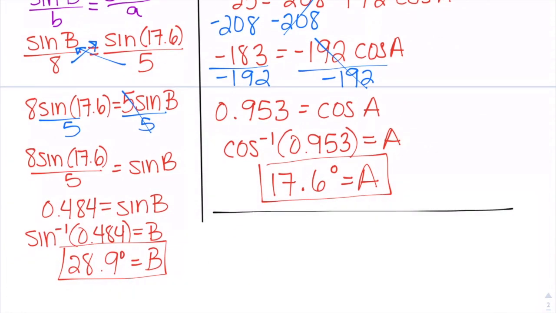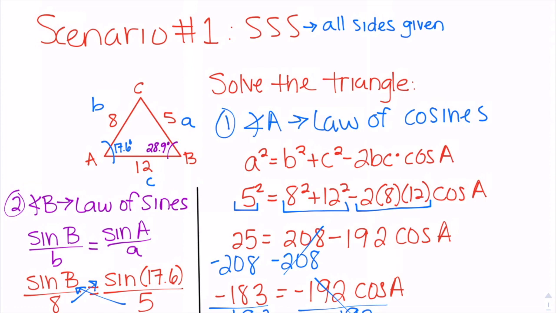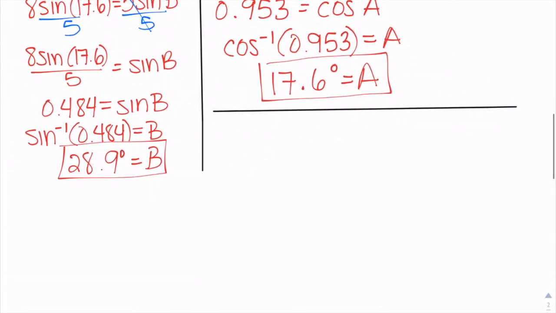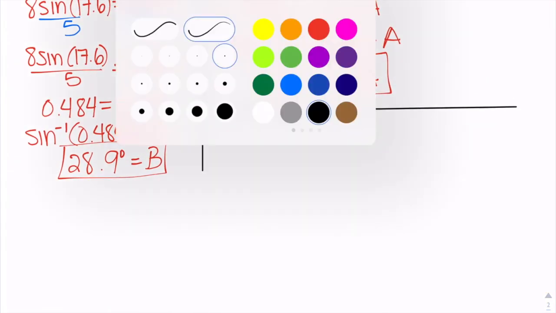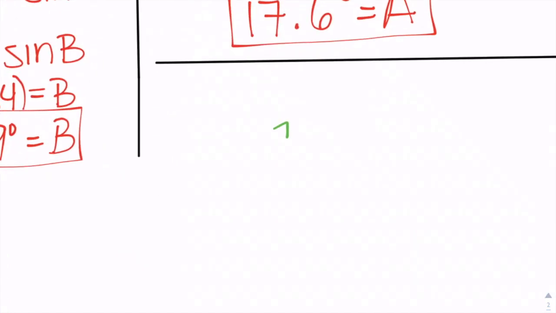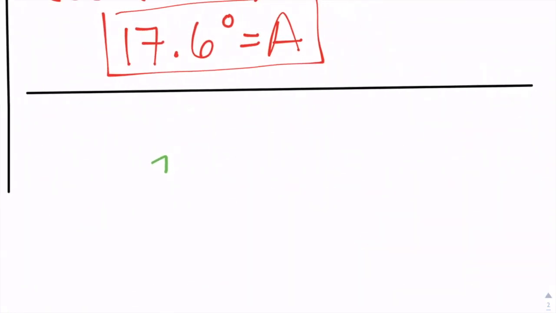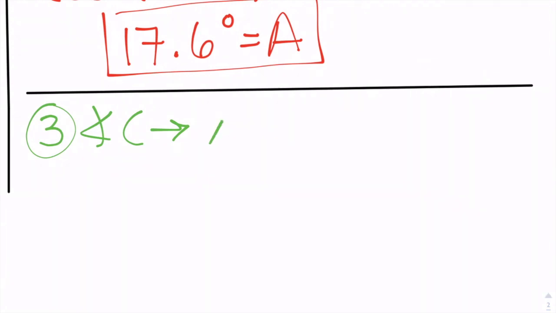And then lastly, we need to solve for angle C. And we can solve for angle C by using the fact that we know a triangle sums to 180 degrees. So we can take 180 and subtract our other two angles. So step 3 is solve for angle C, and that's going to be using a triangle angle sum.